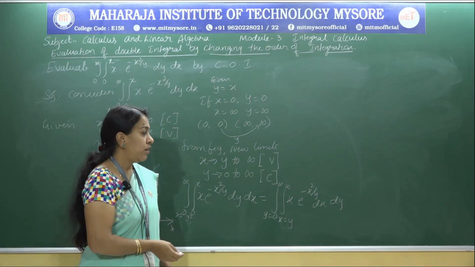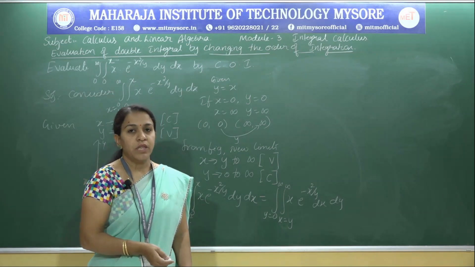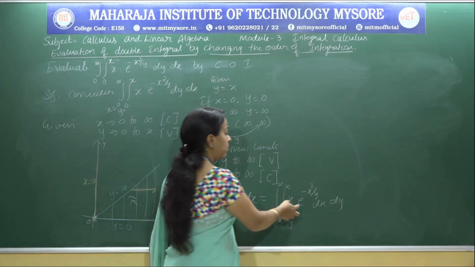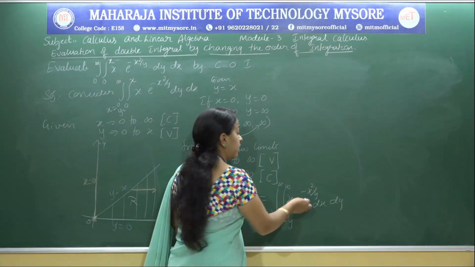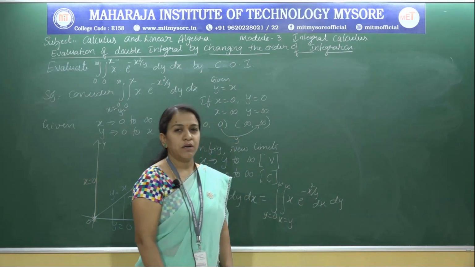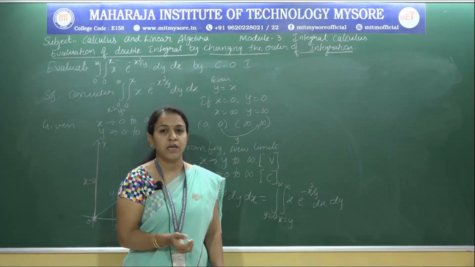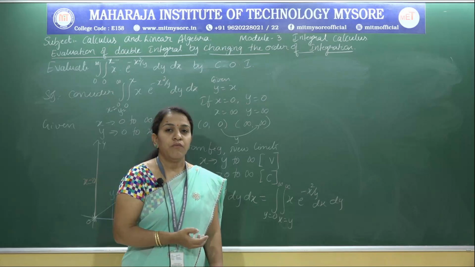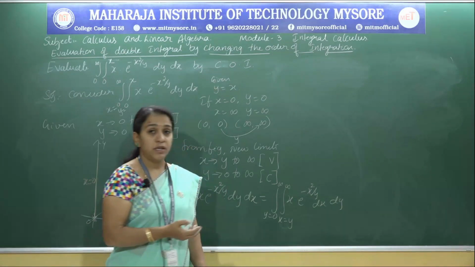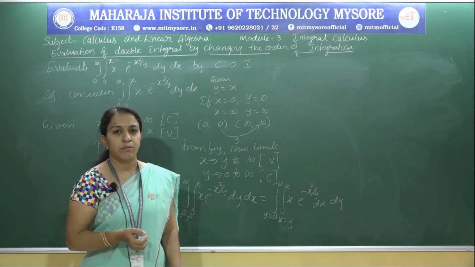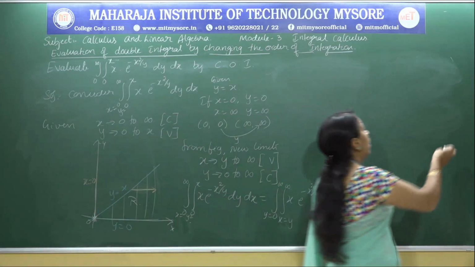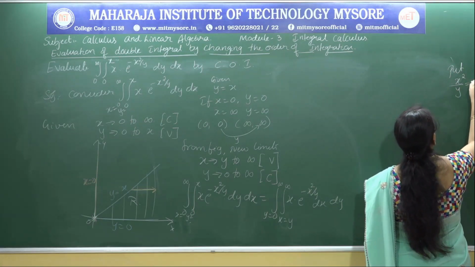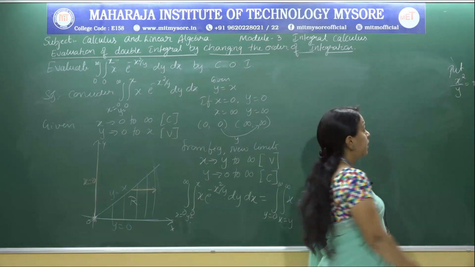Now, we have to integrate with respect to x keeping y constant. To obtain that, here we have e power minus x square. So, I can integrate only e power ax, but if we have other than x, I can have a coefficient of x, but not the powers of x, x square, x cube and so on. In that case, we should substitute by some other variable. So, here I put x square by y as t.